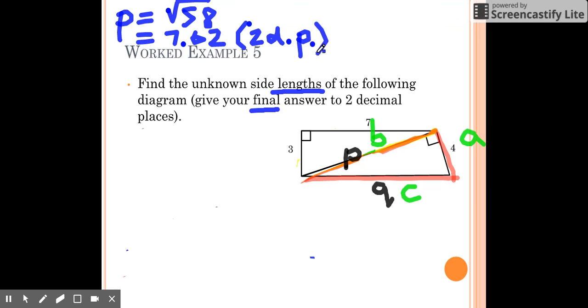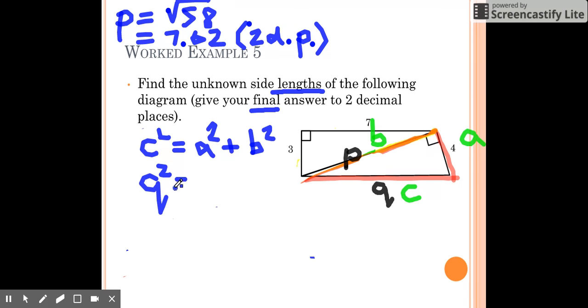All right. Let's solve this one. So, as per usual, write the formula. C squared equals A squared plus B squared. Okay. Substitute in what you know. C will now be replaced with a Q. The A will be replaced by a 4. And the B is that P.